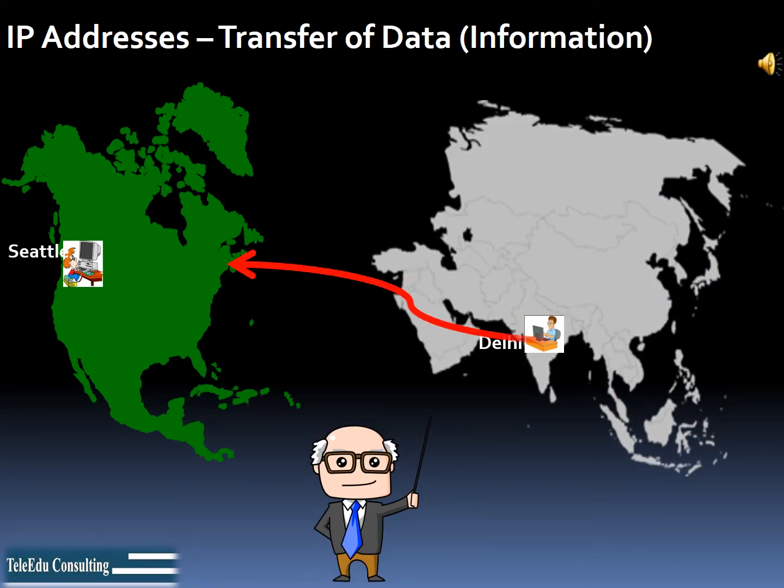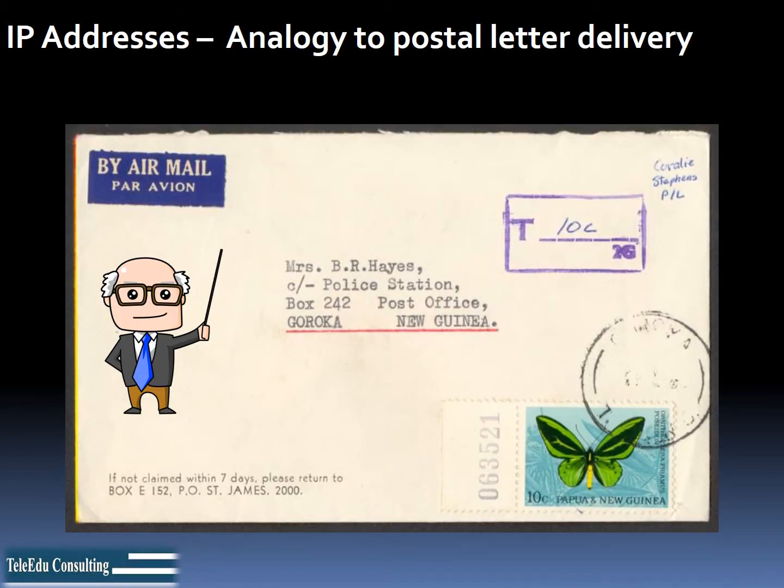IP addresses help transfer of data between different computers located at different places. In layman's language, data here refers to the information intended to be shared. In this slide, a person in India is sharing some details with a person in Seattle, America. Any communication would involve minimum two people or entities. Two more things are needed to complete the communication: a message or information and the carrier of that information.